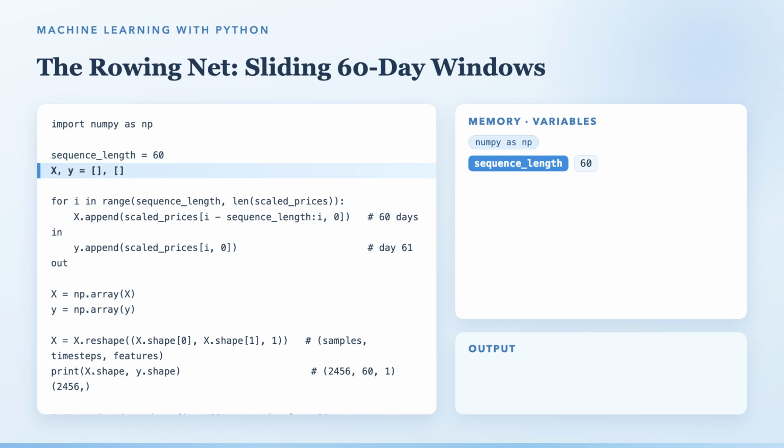Just one day. Days 2 through 61. Answer. Day 62. And again. Days 3 through 62. Answer. 63. 60 days in. 1 day out. Over and over. All the way down the river.